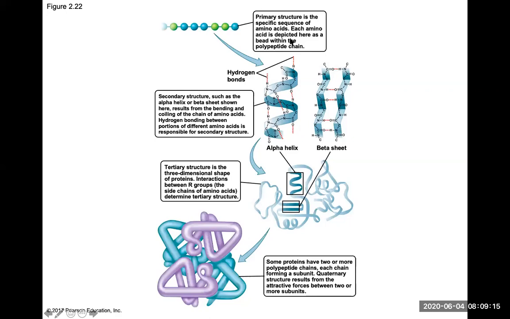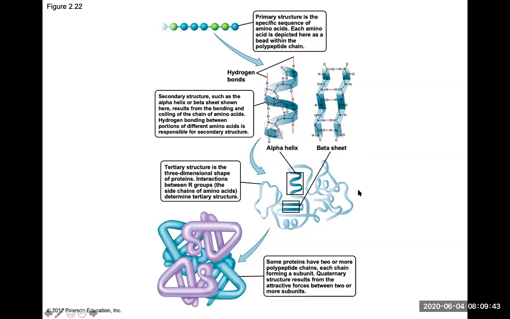We can see here each amino acid is depicted as a bead within a polypeptide chain. This is primary structure. Secondary structure, such as the alpha helix or the beta sheet, results from the bending and coiling of a chain of amino acids. And the tertiary structure, this might be a test question, hint, hint, is the 3-dimensional shape of proteins when the alpha helix and beta sheet proteins come together and form a 3-dimensional shape.